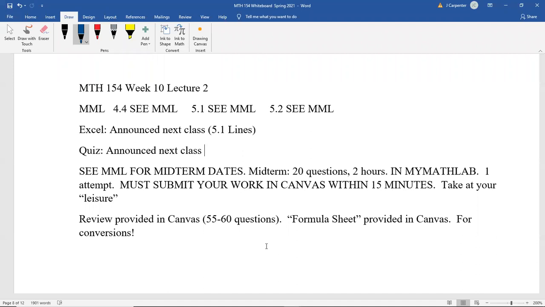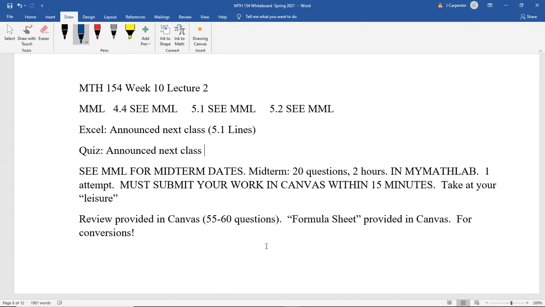The next cell that we're going to do is going to be 5.1 lines. I'm going to give you the due date next class. And then our next quiz will also be announced next class. I'm not saying what that one is yet, but just letting you know that there will be a quiz given next class.